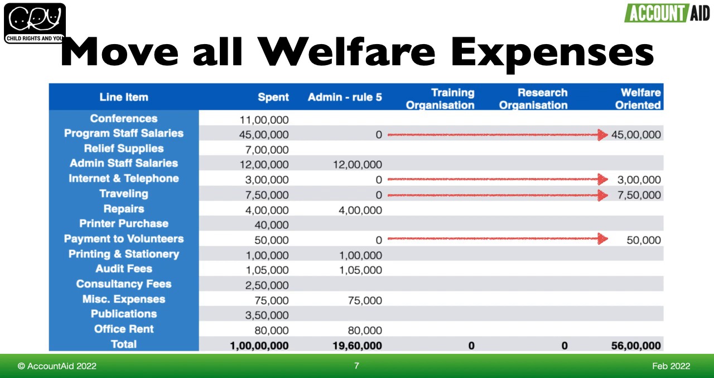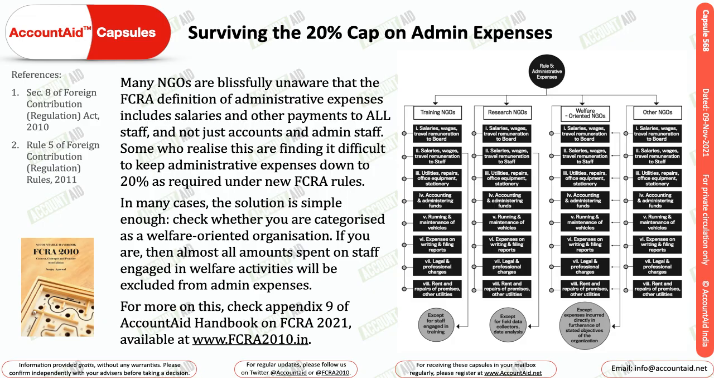And if you're doing that, please remember to include a note in your audited financial statements for FCRA, so that you will be able to figure out how you calculated this in future. That note should just include a listing of the items which are remaining in column 3, along with their description and the amounts. This is explained again much more clearly in the FCRA 2010 handbook, which is available from www.fcra2010.in, as well as from Amazon.